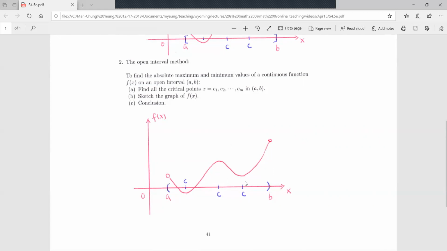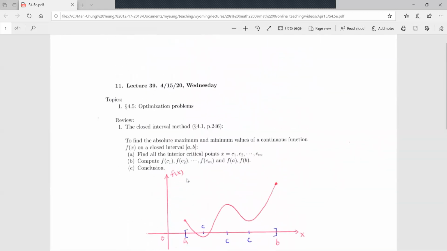Say for this curve, we can see that this curve has no maximum over this open interval AB, because this one is open down. But it has a global minimum. The minimum, the location is this critical point.